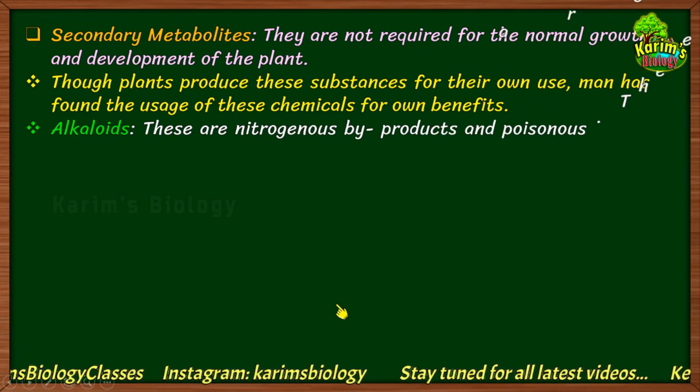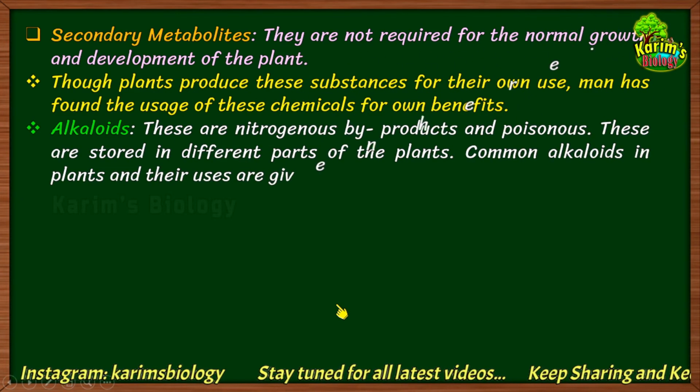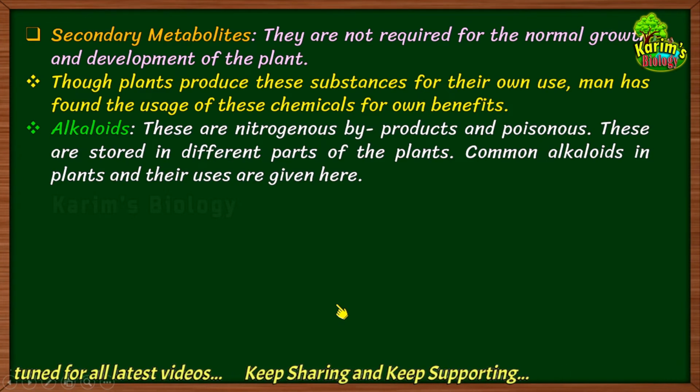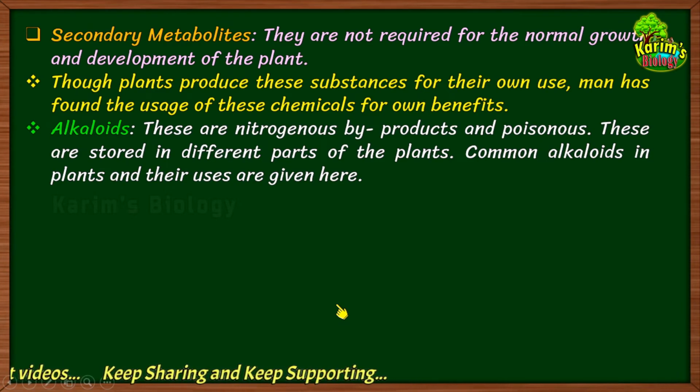Now let us start our discussion with the first and foremost, and of course the most important secondary metabolite, that is alkaloids. What are alkaloids? Alkaloids are nitrogenous byproducts and of course they are poisonous substances. So what are they? They are nitrogenous byproducts. They are poisonous. If they are poisonous, why is the plant producing these alkaloids?